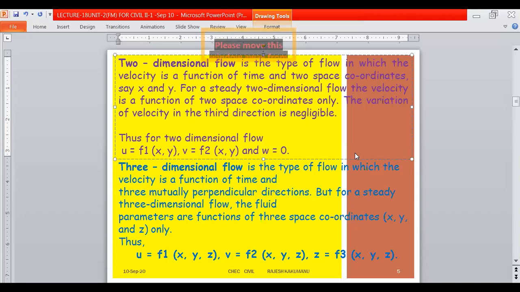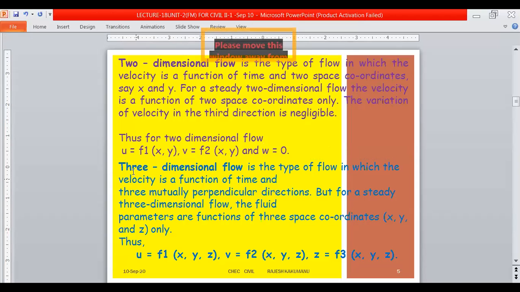Next one, three-dimensional flow. It is a type of flow in which the velocity is a function of time and three mutually perpendicular directions are considered. Here the parameters are functions of three space coordinates. Now we are considering the x-axis, y-axis, and z-axis in space.